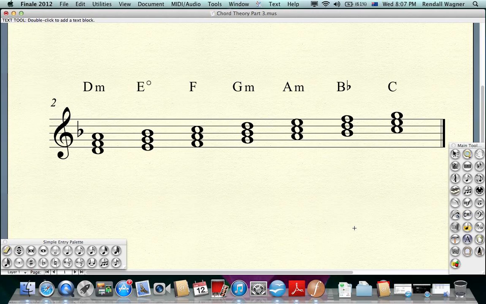Now, if we write them in Roman numerals, we'll find that they're exactly the same Roman numerals that appear as we did in A minor. Okay, so we use capitals for major, little numerals for minor. What am I up to? I'm up to 4. Whoops. There we are.